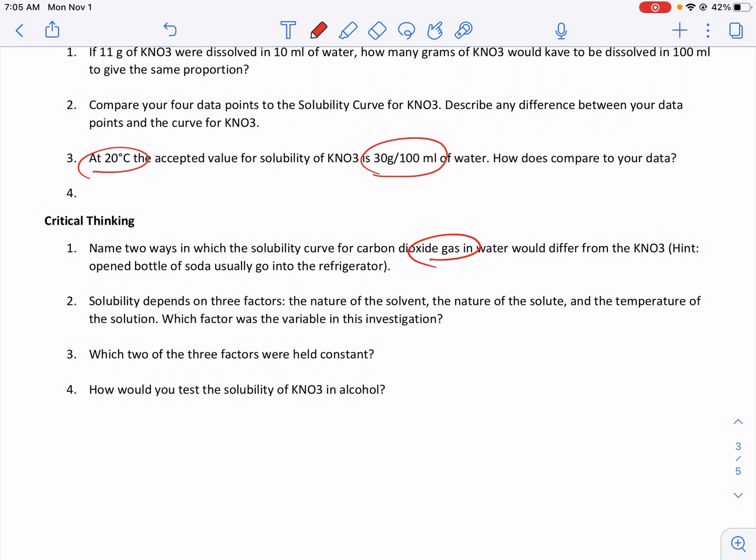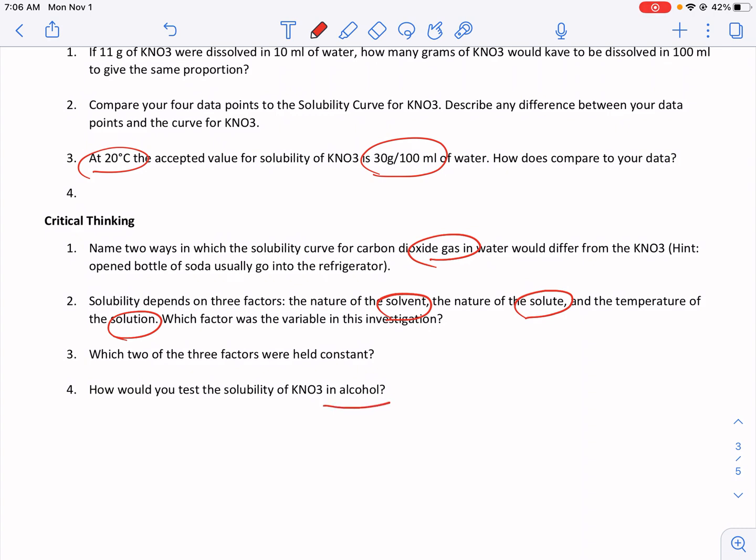Number 2, solubility depends on 3 factors: the nature of the solvent, the nature of the solute, and the temperature. Which factor was variable in our investigation? Which of those 3 did we change? And which 2 were held constant? And then how would you test solubility for alcohol?